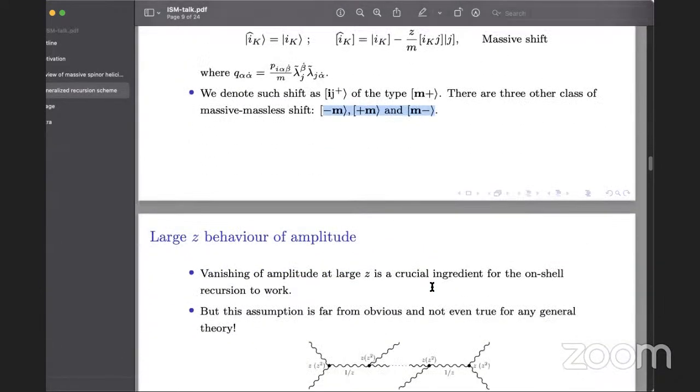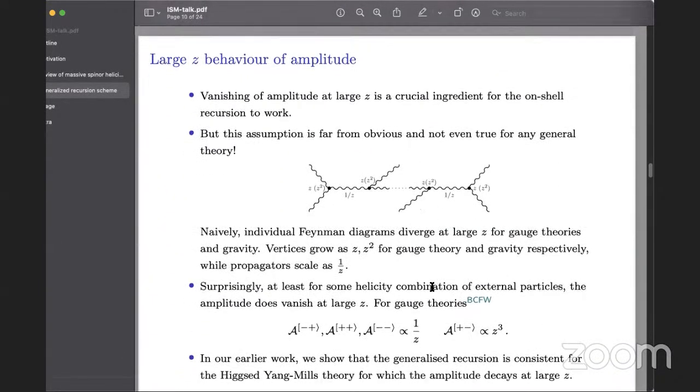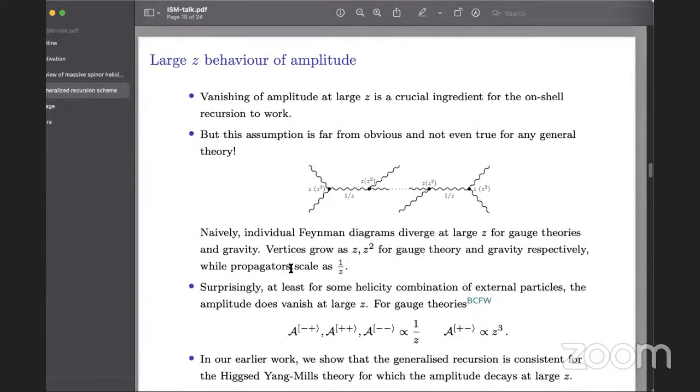Okay, let me briefly talk about the large z behavior of the amplitude. One of the key ingredients for the on-shell recursion to work is that the amplitude must decay at large z. But this assumption is far from obvious and not even true for any general theory. Naively, individual Feynman diagrams behave like this, where for gauge theory each vertex scales with z, and for gravity it will be z squared. And all the propagators in between them will scale like 1 over z. So individual Feynman diagrams always diverge for both gauge theory and gravity.